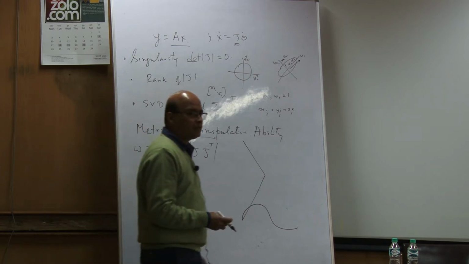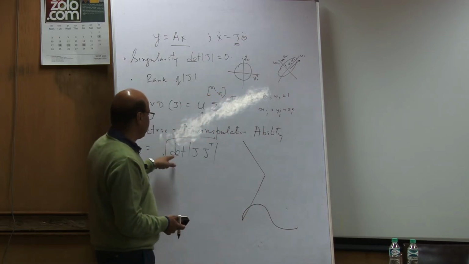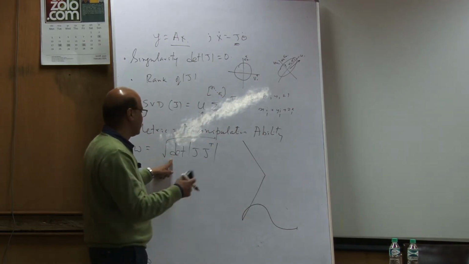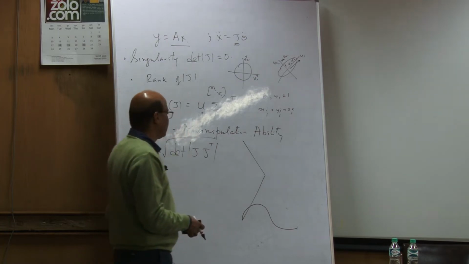So when we come to walking mechanisms, then we look at this. Let's not worry about it now. But there is a metric, and this is the metric. If you're doing optimization, what is the cost function? This is the cost function. This gives us a direct indicator of energy.